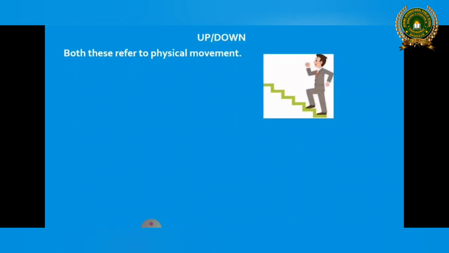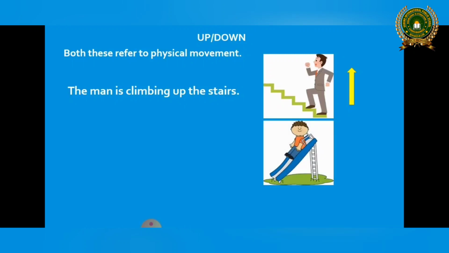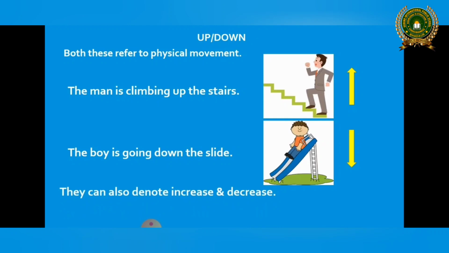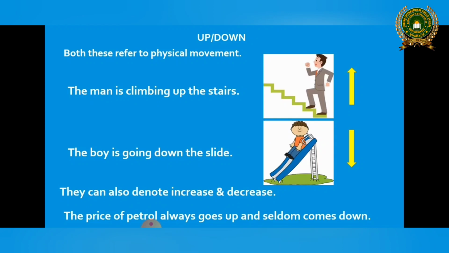Next is up and down. So both refer to physical movement. Okay, earlier onto and off were referring to the surfaces. Now up and down are used for physical movement. Like the man is climbing up the stairs, from down to up. Okay, so check the second picture. The boy is going down the slide. When physical movement is shown, there we will use up and down, and up and down are also used to denote increase and decrease. Like petrol prices always go up and seldom come down. So seldom means rarely. Okay.